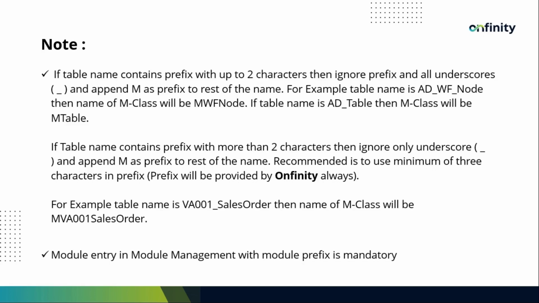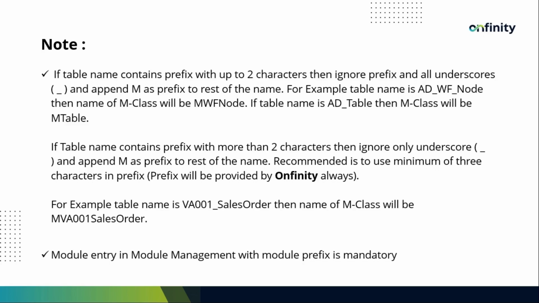Similarly, we have another example of the AD underscore table, where the name of the table is AD_Table. In that case, the M class is named as MTable. The underscore and the characters before the underscore are removed and assigned to the M class. So in the case of a module, the recommendation is for a prefix of 5 characters and the underscore afterwards. The prefix will always be provided by Onfinity for creation of a new module.